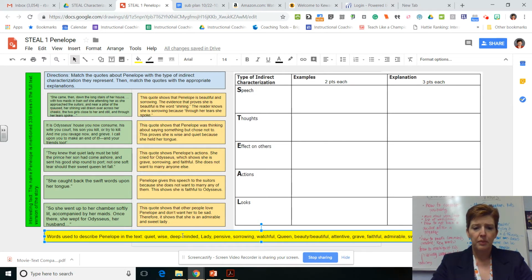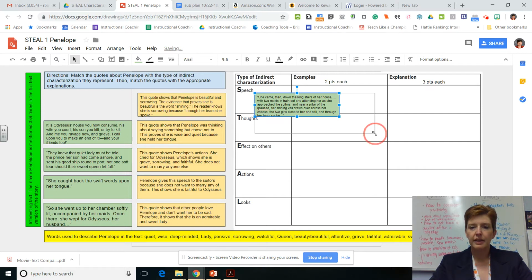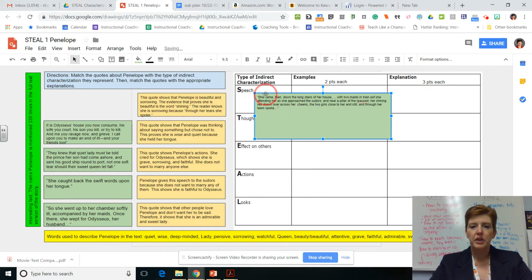So the examples here are quiet, wise, deep-minded, lady, pensive, which is like being quiet and thoughtful, sorrowing, watchful, queen, beautiful, attentive, grave, which is like serious, faithful, admirable, and sweet. So ultimately what we're trying to do is find evidence in the text and explain it that shows she is these qualities, okay? So the first thing you do is take the green quote and read it, and then decide where it would go on this chart.